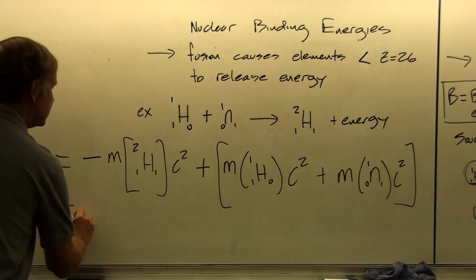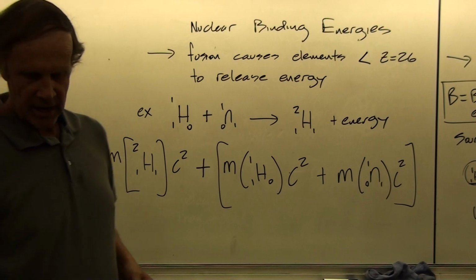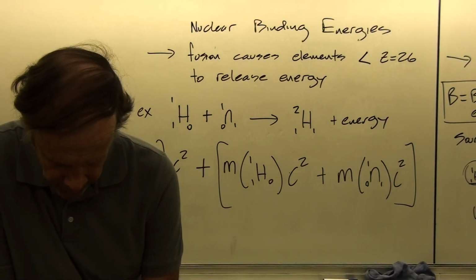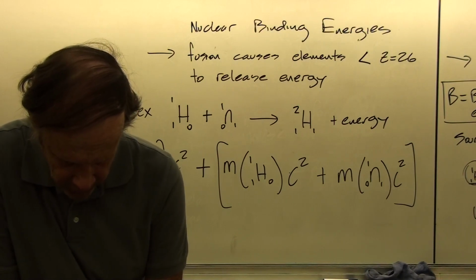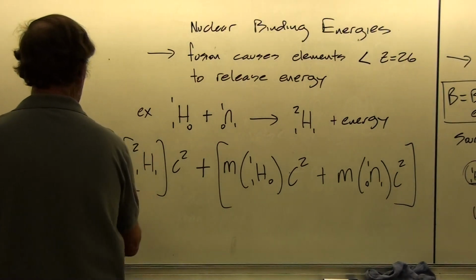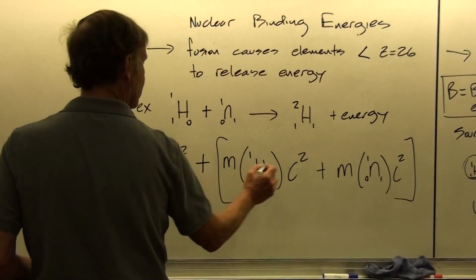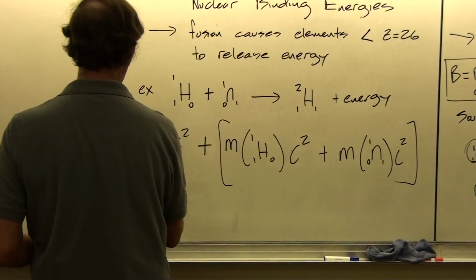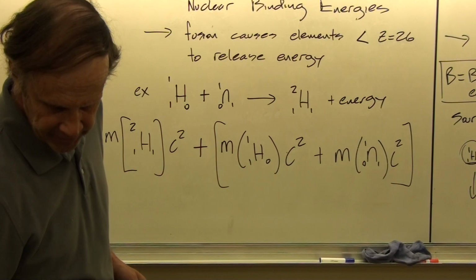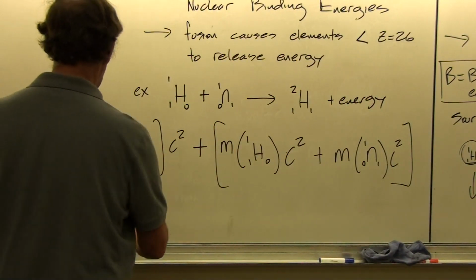So what we're going to need to do then is look up the masses of each of these individual quantities. And when we do that, this will give us a difference in mass multiplied by the speed of light squared. When that's done, we end up getting 2.224 MeV.